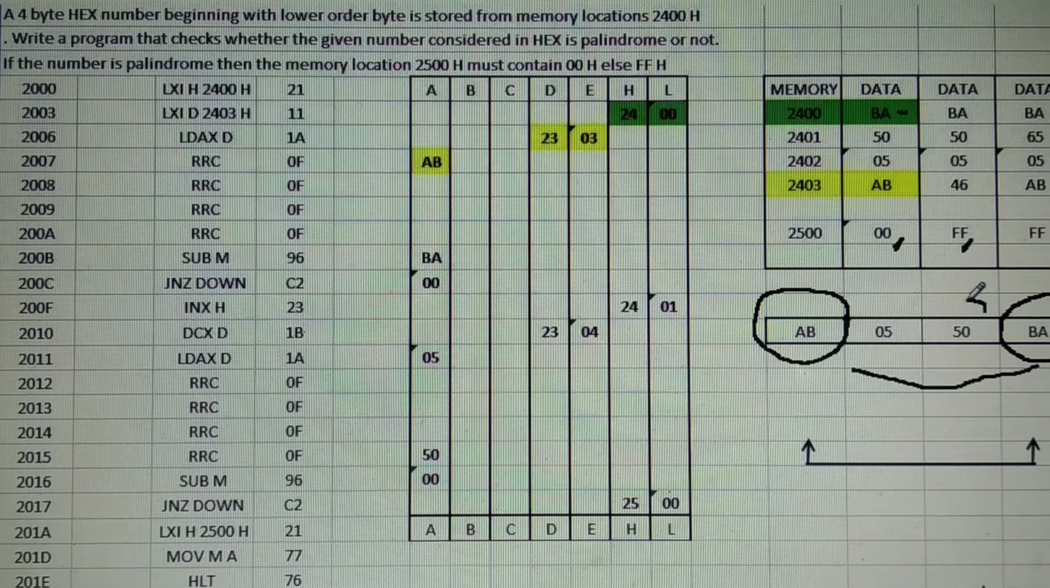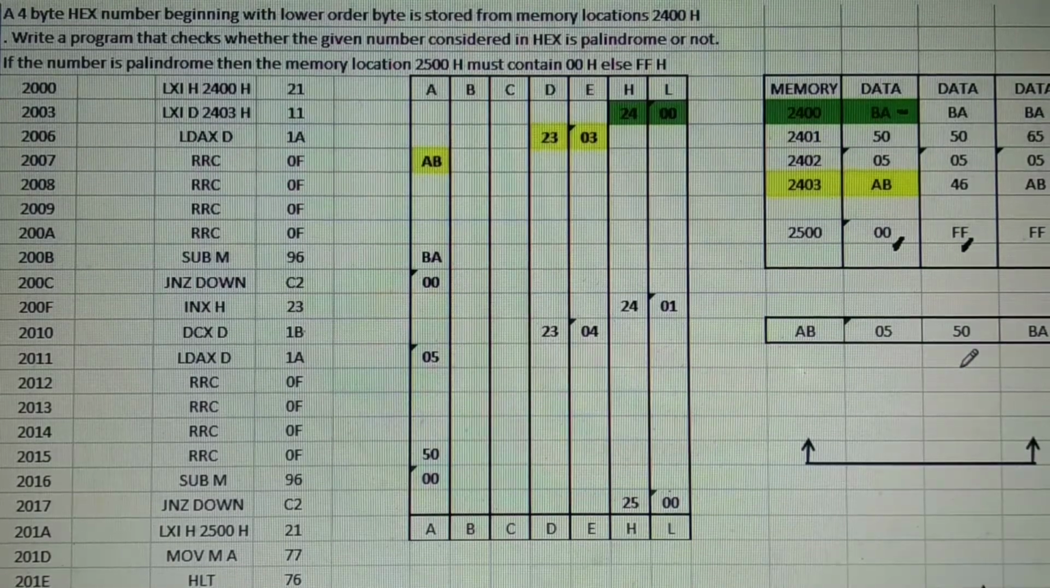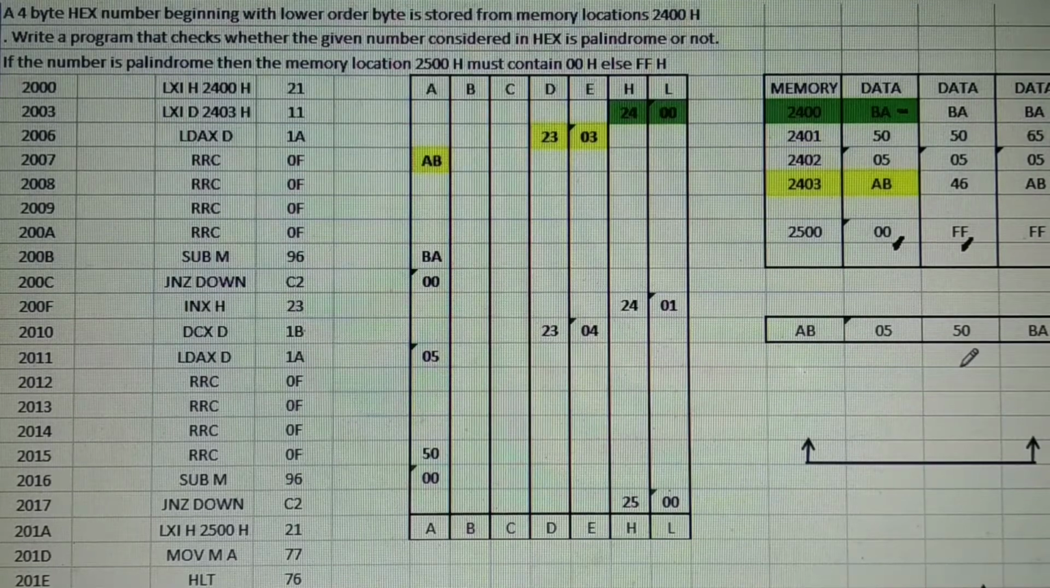Take any one of the 2-digit combinations, reverse the digit position with 4 times RRC or 4 times RLC, and subtract it. If you get the answer 0, then that combination is also palindrome. If both combinations are palindrome, that means the number is palindrome. We have to check this. The digit position can be exchanged with 4 times RRC or 4 times RLC. This part is already explained to you.